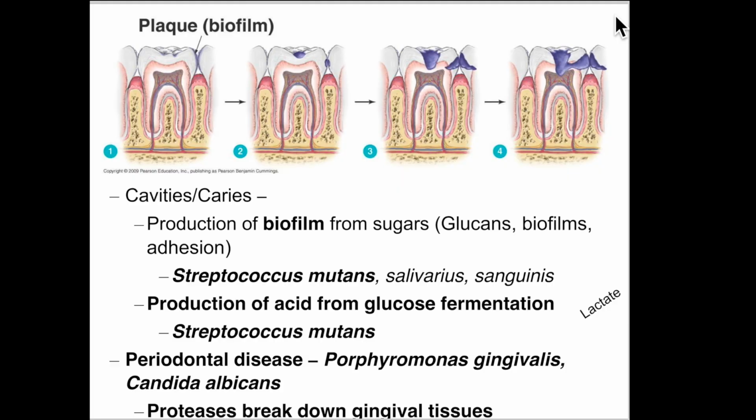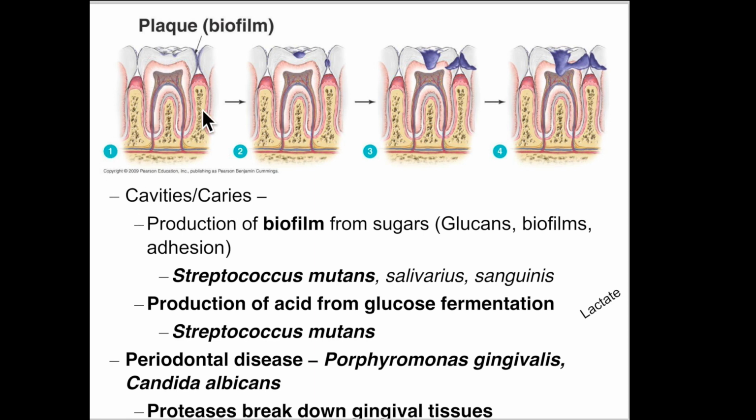What we're going to do is tie in a few of the general components you've learned in the cell structure and function section, such as capsules, biofilms, fimbria, and adhesins, and apply it to dental caries. So what is a dental carie? A dental carie is essentially a cavity.